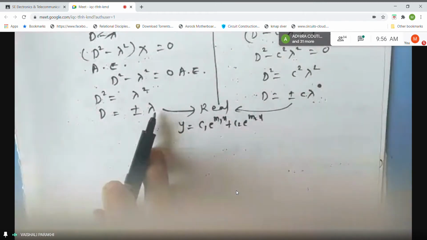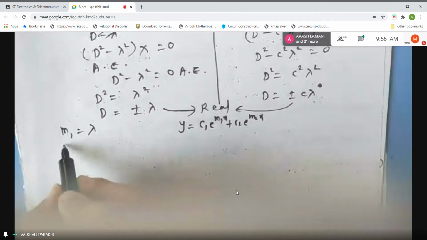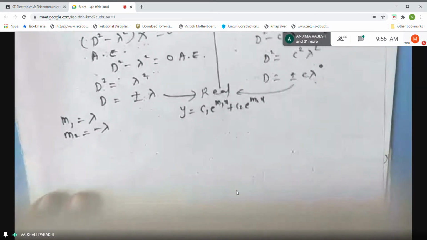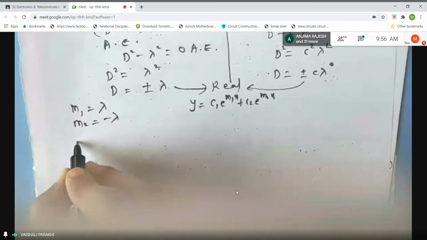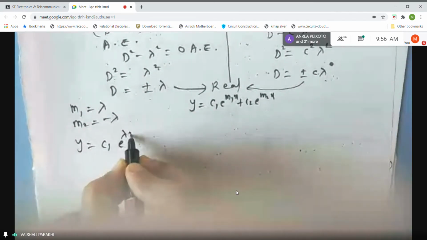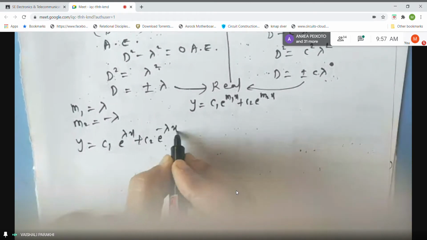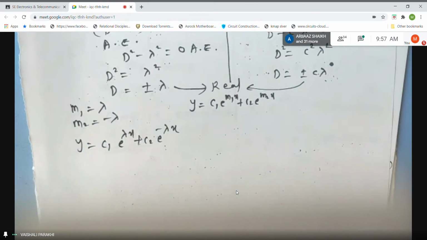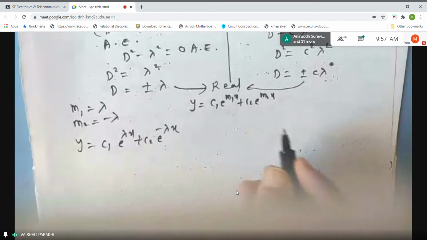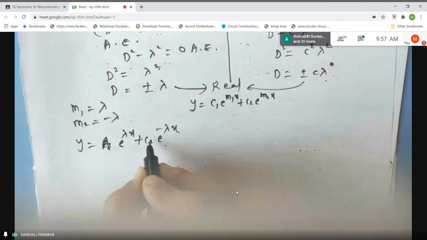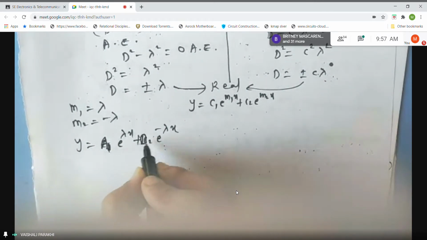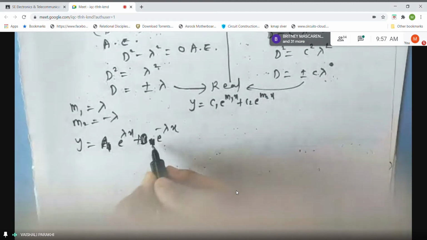Correct? If you are denoting these roots by m1 and m2, what is my m1? m1 is lambda. And what is m2? m2 is minus lambda. So what will be the solution in this case, students? C1 e^(m1x) + C2 e^(m2x), where m1 and m2 are replaced by lambda and minus lambda. Now see students, in place of C1, C2, we can use the letters A and B, just for our convenience, otherwise there will be confusion. So I'm using the letter A1 for this and B1 for this, meaning this is the solution in the first equation.